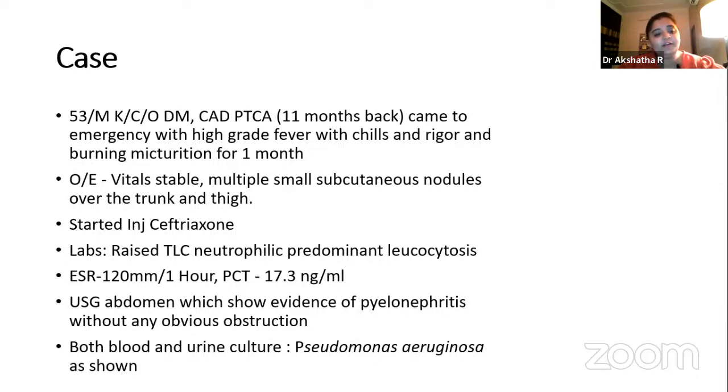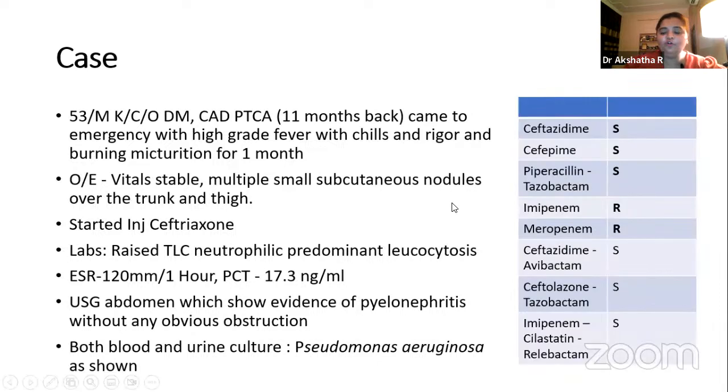He was initially started on ceftriaxone, thinking he is in sepsis. Lab showed raised TLC, which was neutrophilic predominant. ESR is elevated, 120. Procal is very high, 70. USG abdomen shows evidence of pyelonephritis, but there is no obstruction. Blood and urine culture shows Pseudomonas aeruginosa as shown.